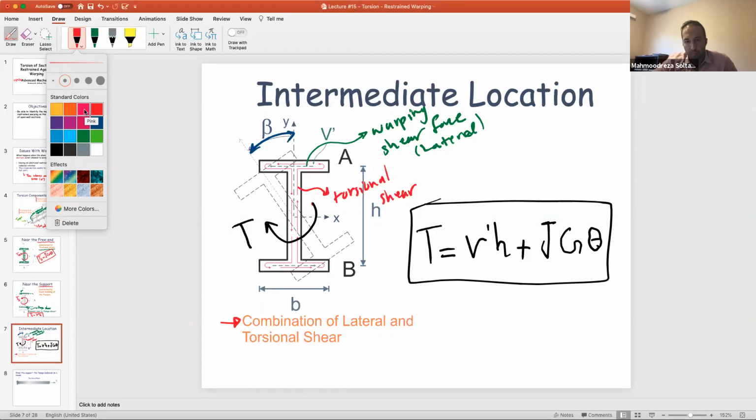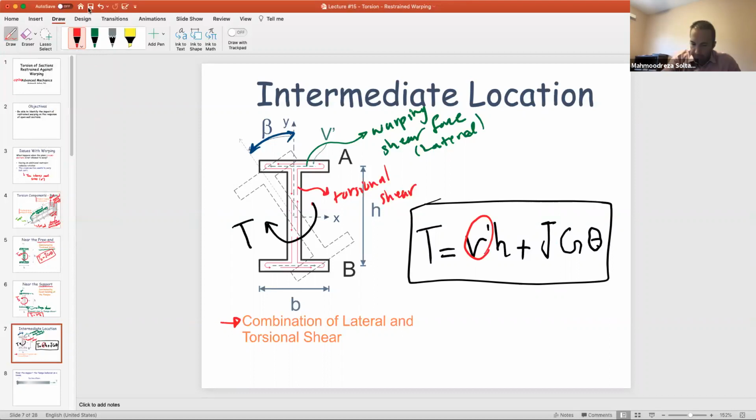So now you have two unknowns: this portion and this portion. These two parameters are the unknowns that you want to find. If you find these, you can quantify the amount of torque applied in any intermediate section. Now, let's dig a little bit more into the problem so we can quantify it better.